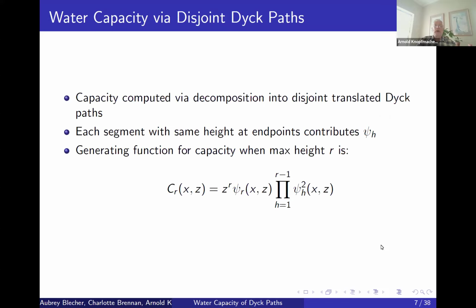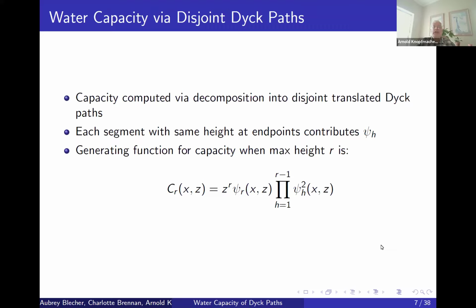Now the approach for doing this problem is to split up all these upside down water Dyck paths according to their height. In particular, the highest part we will say has height r. That leads to the generating function phi r of x and z, which depends on the q-binomial coefficients.